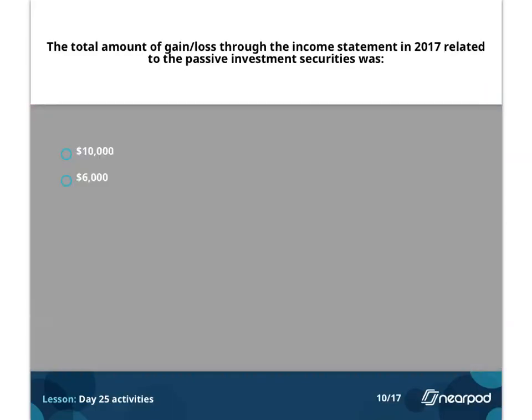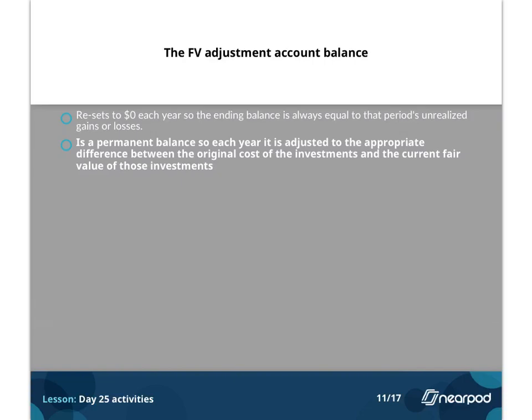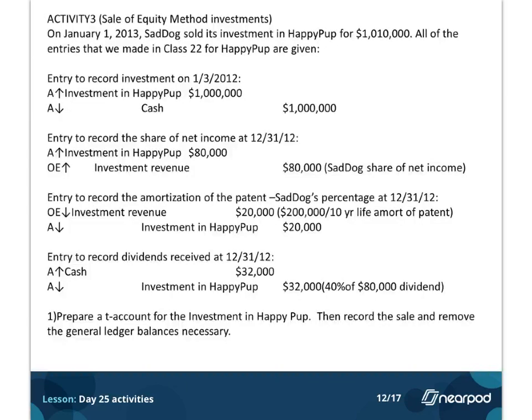We have a few quiz questions. Check the fair value adjustment. Just a reminder, it's a permanent balance. So every year you adjust it. It doesn't zero out.